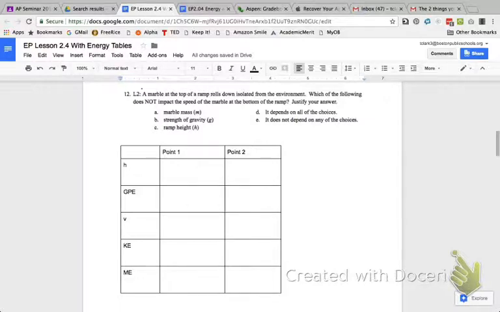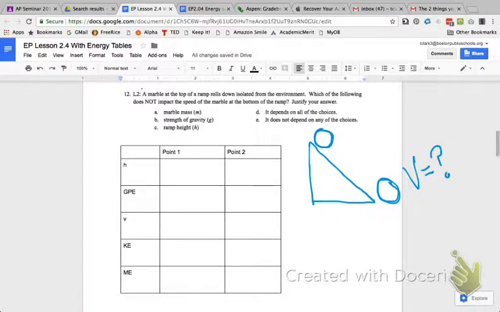So this is asking what factors do not affect the speed of the marble at the bottom of a ramp. So it's describing a ramp where a marble starts at rest here and rolls down, and we're wondering what this velocity depends on. So at point 2, our height is 0. At point 1, our height is h. At point 1, our velocity is 0.